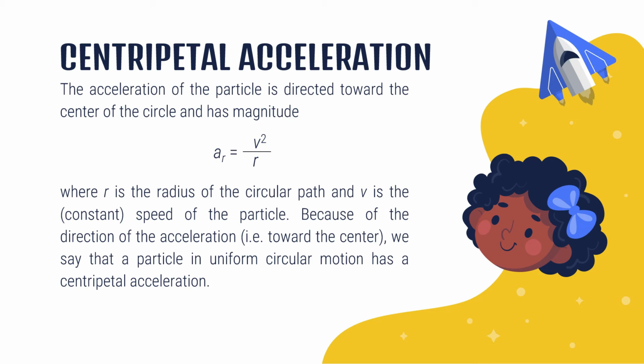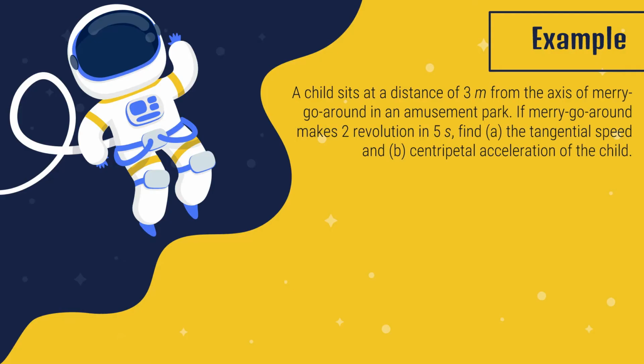The acceleration of the particle is directed toward the center of the circle and has magnitude a sub r, which is equal to v squared over r, where r is the radius of the circular path and v is the constant speed of the particle. Because of the direction of the acceleration, which is toward the center, we say that a particle in uniform circular motion has centripetal acceleration.